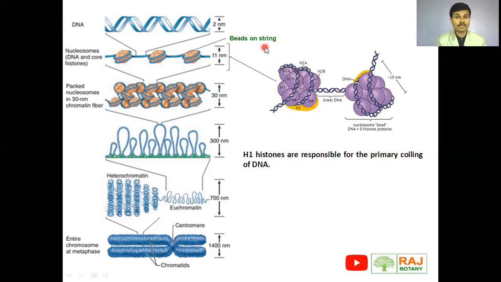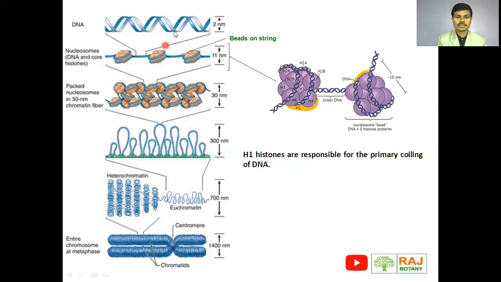These beads are actually the histone proteins, and they are formed from 8 subunits, H2A, H2B, then H3, H4, and all these subunits are in multiples of 2. Adjacent histone proteins are joined with each other by a linker DNA, and these 8 histone subunits are bound with each other, coiling the DNA. So this is a very interesting structure.